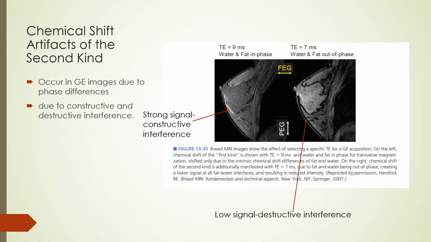Chemical shift artifacts of the second kind occur with gradient echo images due to phase differences resulting from rephasing and dephasing of the echo in the same direction relative to the main magnetic field. It is due to constructive and destructive interference. The first image shows constructive interference between fat and water at 9 milliseconds echo time, and the bright signal at the interface between fat and water is shown. In the second image, the signal at the fat-water interface is low due to destructive interference.